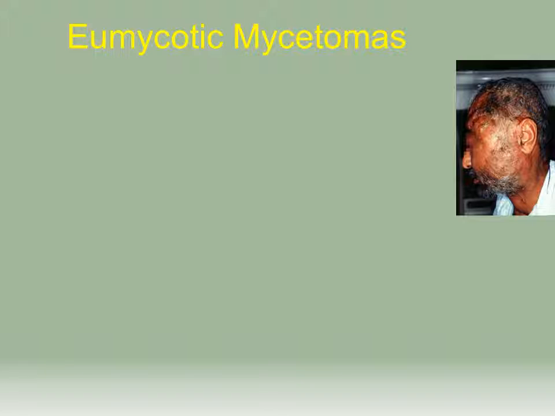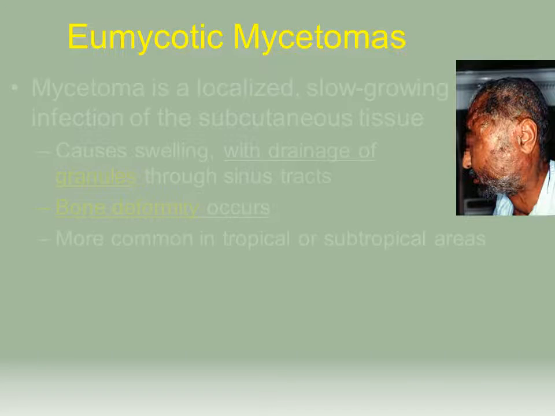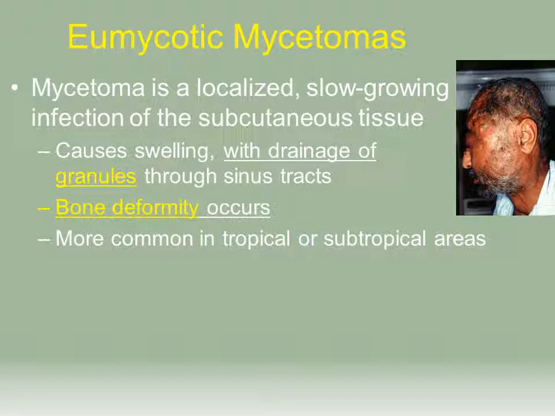The reason we have this distinction of eumycotic mycetomas is that there is another cause of mycetoma that for many years we didn't really know whether that particular organism was a fungus or a bacterium. It's called actinomyces. In more recent years, it has indeed been decided that it's a bacterium, and so we have actinomycotic mycetomas as well. But we're not going to study those in this unit because they're caused by a bacterium and not a fungus. A mycetoma is a localized, slow-growing infection of the subcutaneous tissue.